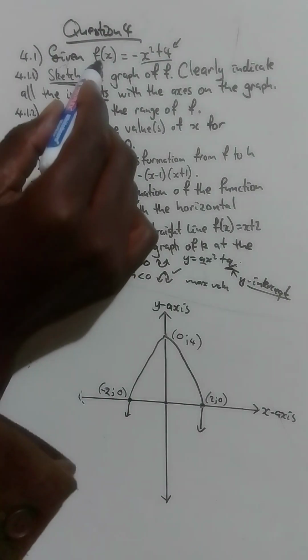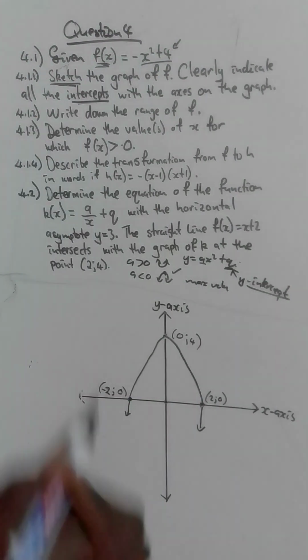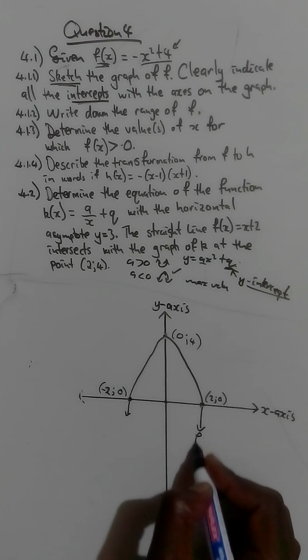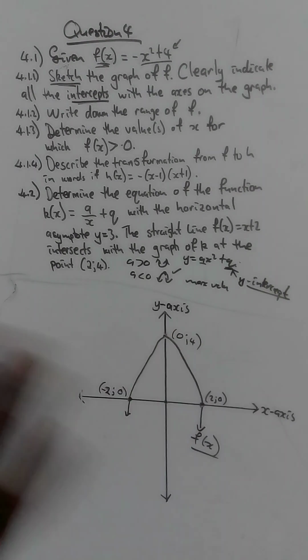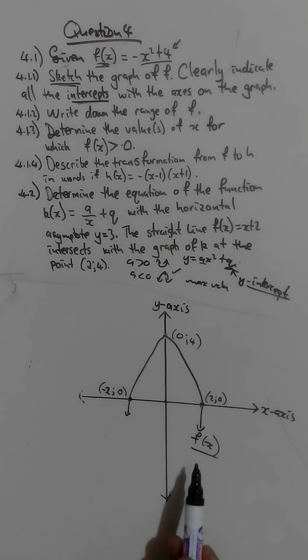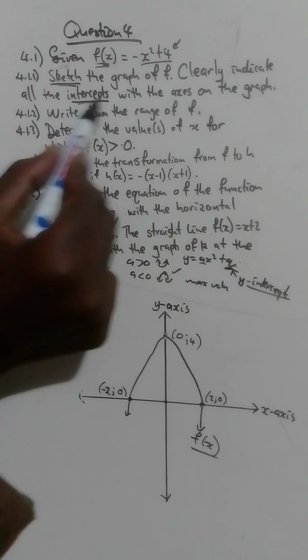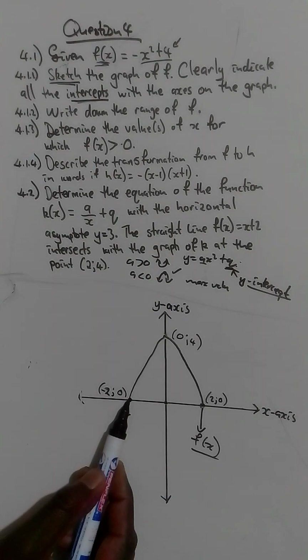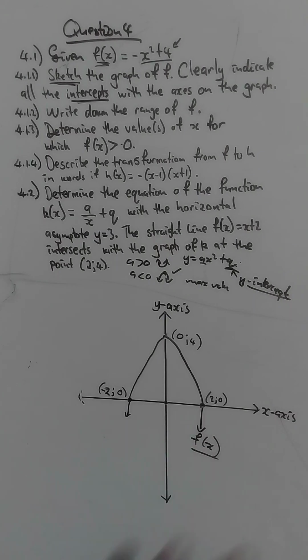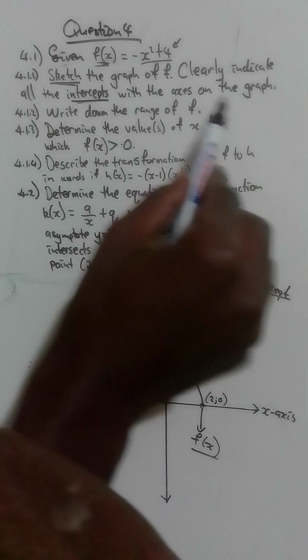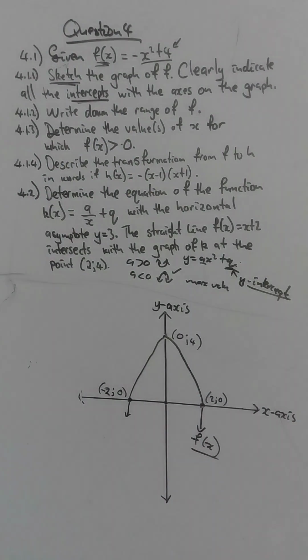And I was told that this is the graph of the function f(x), so I must name it. So I come here and I name it f(x), right? I've given them everything that they wanted. They wanted me to sketch, I have sketched. They wanted me to clearly indicate the intercepts, I've indicated the x-intercepts and the y-intercept on the graph. I'm done. Then you get this question at 3 marks. All right, now let's move on.